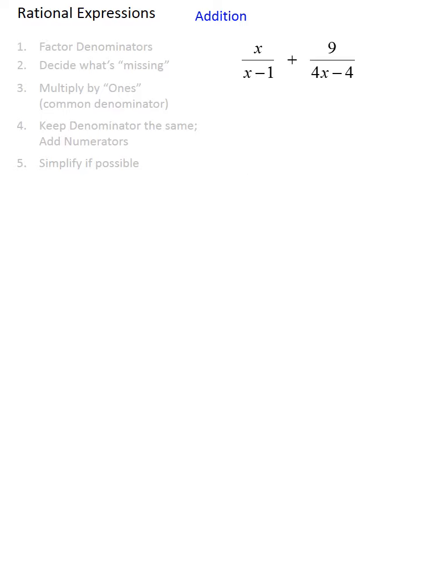Here's the next problem. If you watched video 1, you actually saw a brief mention of this problem where I purported that it simplified to 4x plus 9 over 4x minus 4, which it does, and we'll see that in this video. Here are the details. Let's go through the 5 steps again. Step 1, I want to factor my denominators. Well, only one of them is factorable, you'll notice.